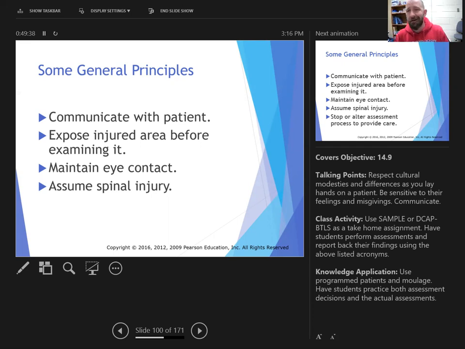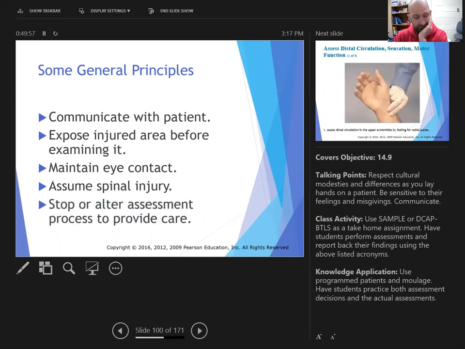So if you have a big mechanism of injury, assume there's a spinal injury. It's a safe way to go. Assume there's a spinal injury, and then rule it out later with your assessment.